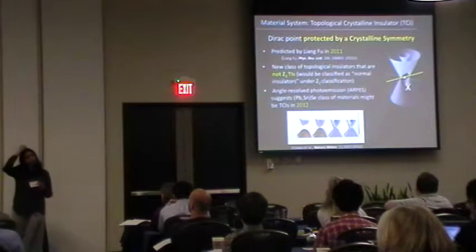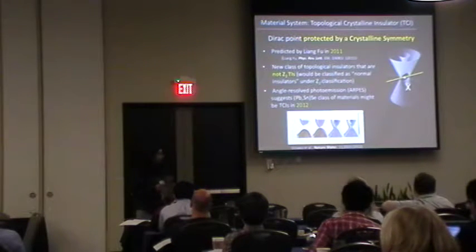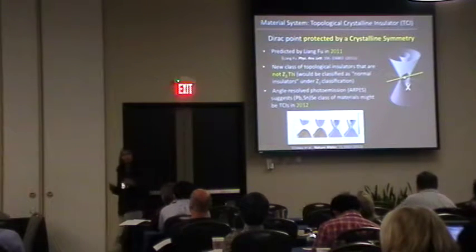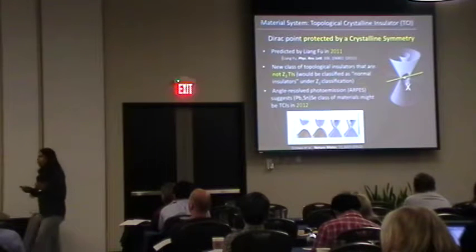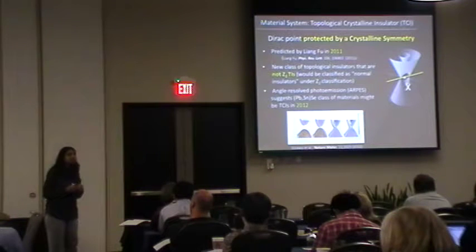So to talk about Landau level spectroscopy, I want to give you a bit of background on the material that I'm going to look at. It's not a very simple material like copper. In fact, it happens to be a topological crystalline insulator.